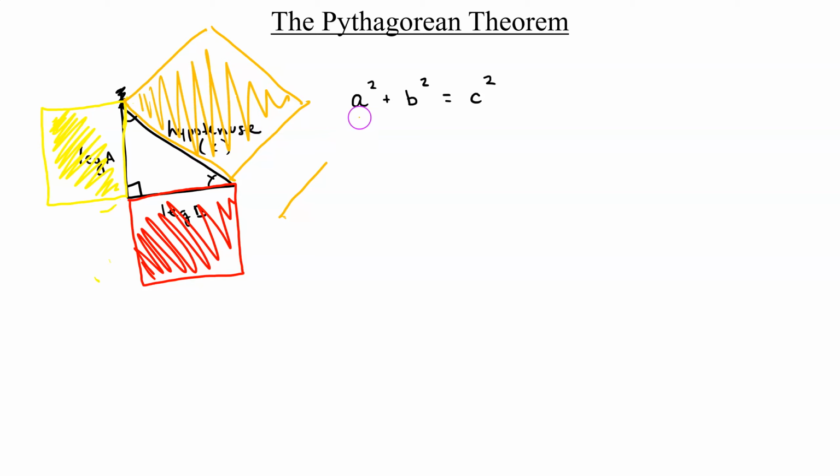So the Pythagorean theorem is helping you figure out the lengths of each side, but another way to think about it is it's the area of this square plus the area of this square is equal to the area of this square. Let's try some examples.